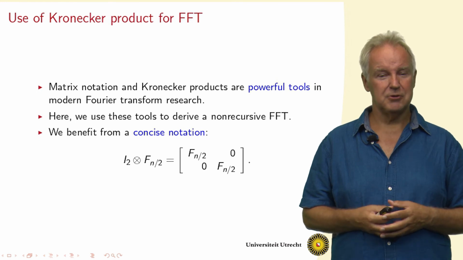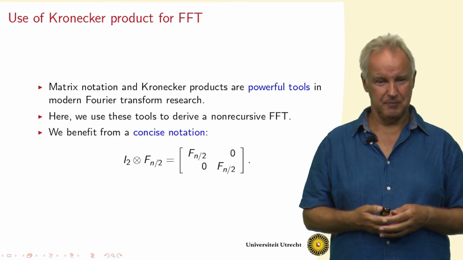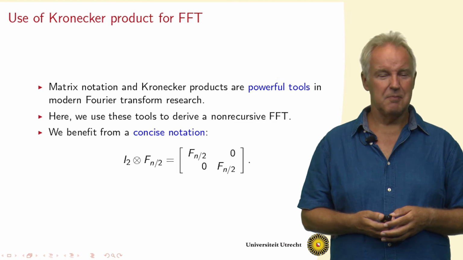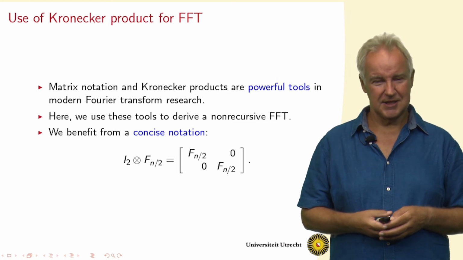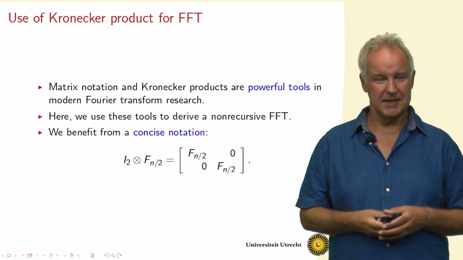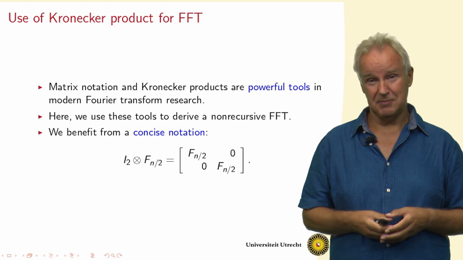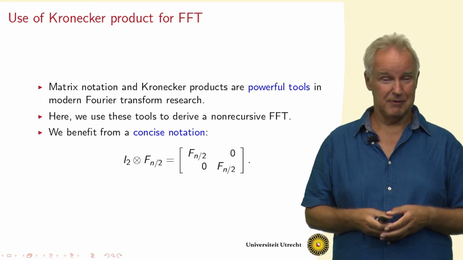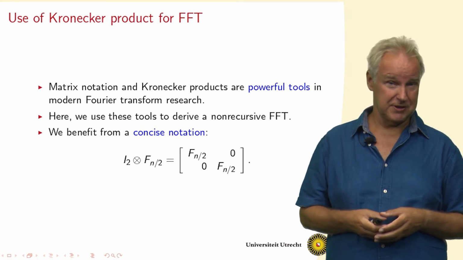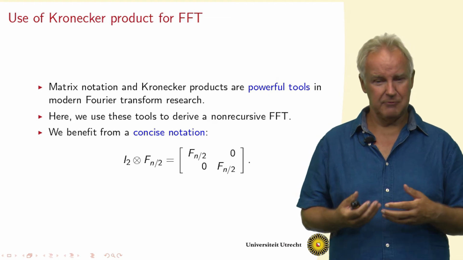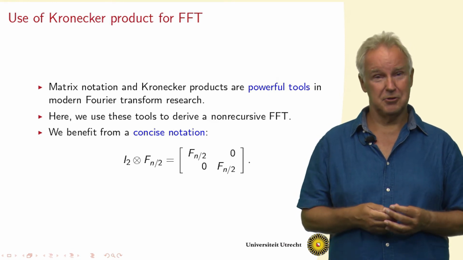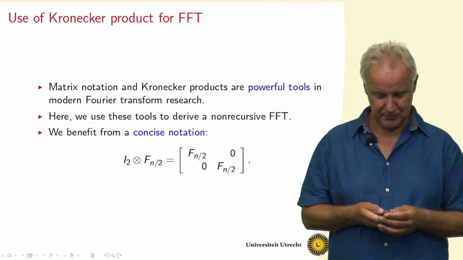Okay, so how do we use the Kronecker product? The main way we do that is by writing, for example, I2 Kronecker Fn over 2, this block diagonal matrix that we already saw with smaller Fourier matrices on the main diagonal. And we will use this notation to derive a non-recursive fast Fourier transform.